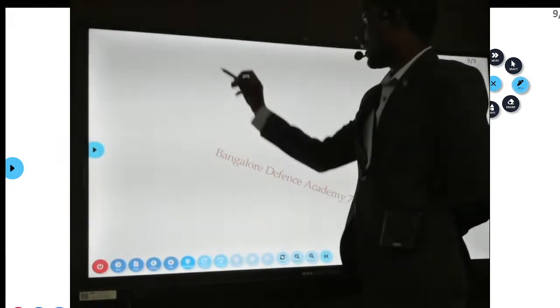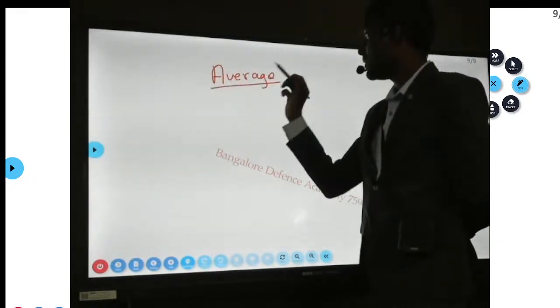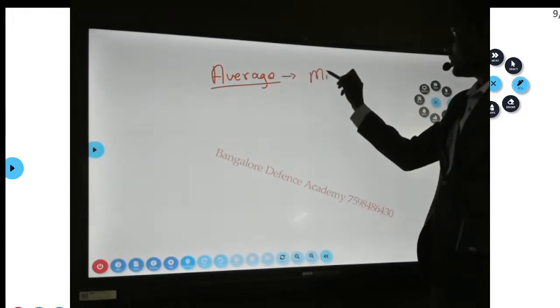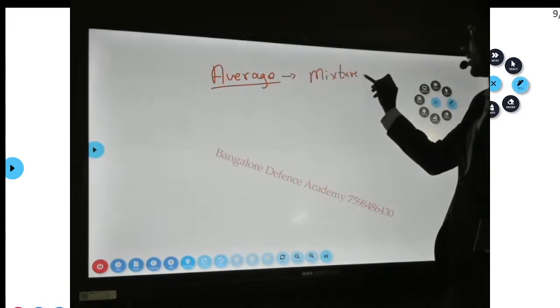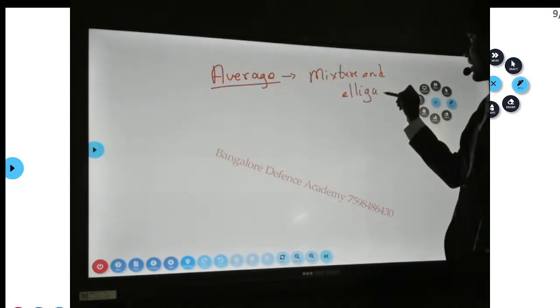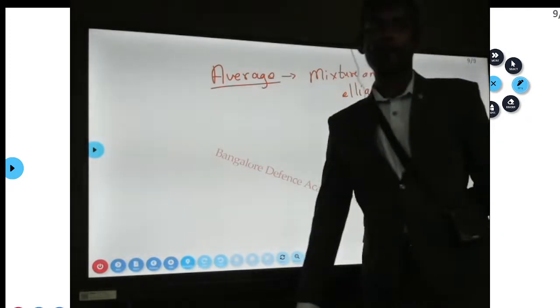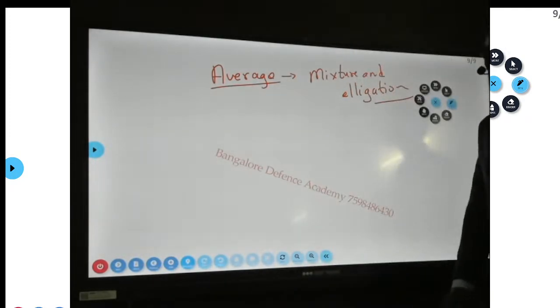Okay. Next, average. Here in average, you have to keep this concept in mind: mixture and alligation. Mixture and alligation. Okay, look at this now.